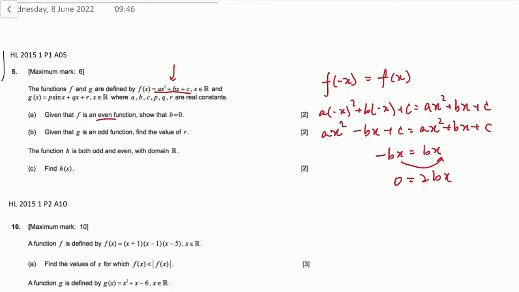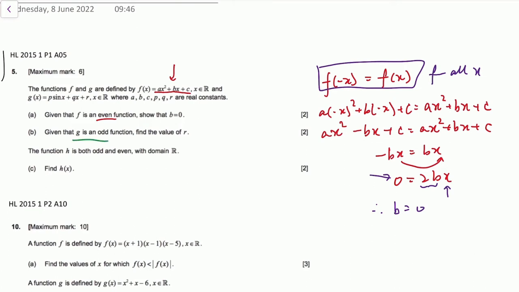But for a function to be an even function, this has to be true for all values of x. Okay, so x could be anything. So the question is, how can 2b times any number be 0 all the time? Well, the answer is b must be 0 itself. And then we have g being odd.